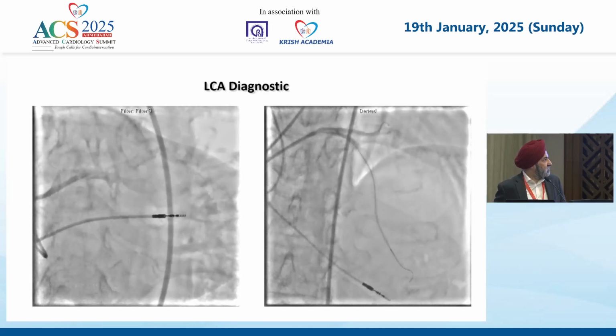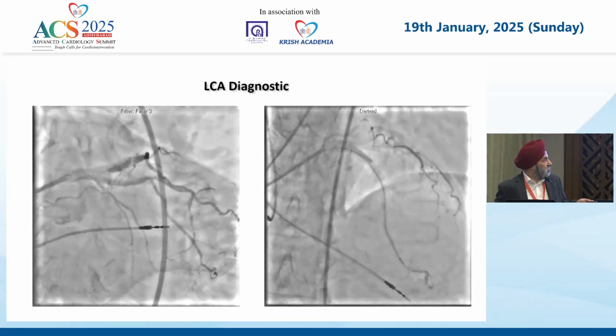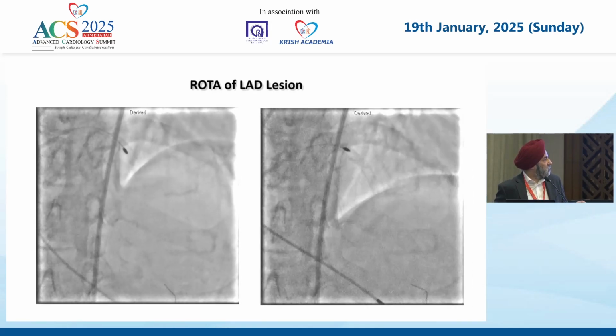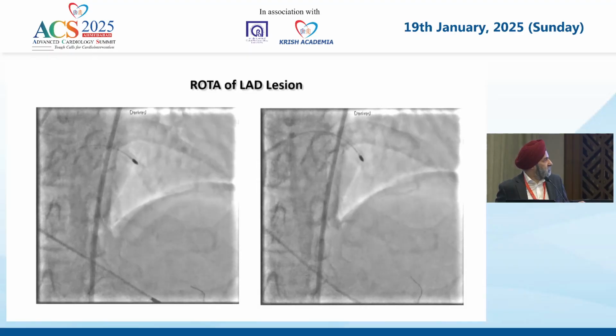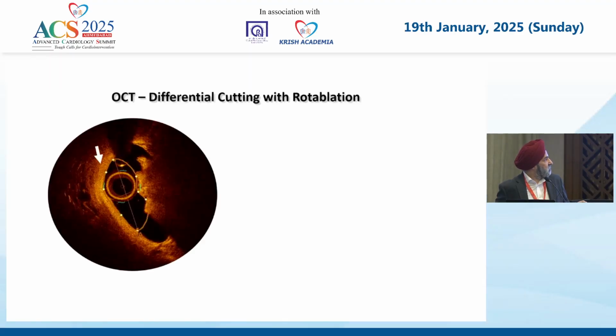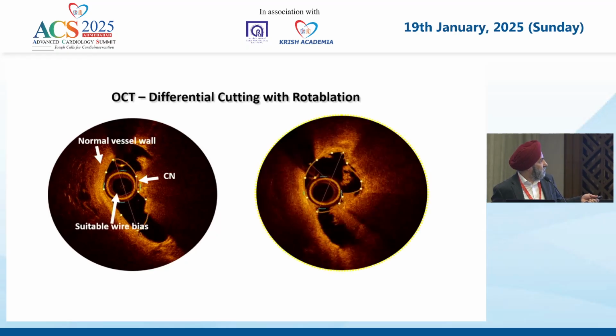We went ahead, you can see the nodule here, it was non-deformable. We did rotablation, post-rotablation, and now it was shown in the morning, and I show you my pictures. So this is a normal vessel, this is a suitable guide wire bias, and this is an eruptive nodule, and this is what is differential cutting.